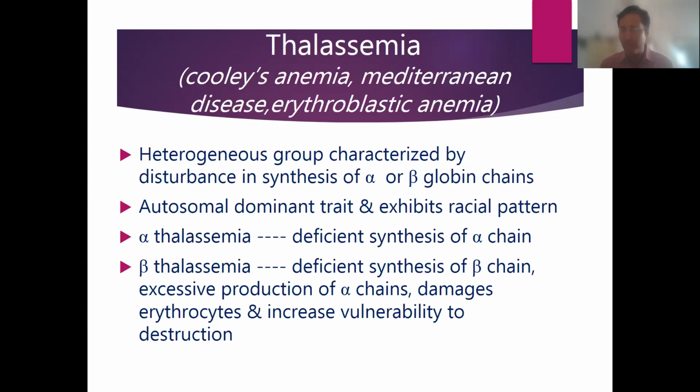Now, what is thalassemia? We can call thalassemia Cooley's anemia, Mediterranean disease, or erythroblastic anemia. Now, what is this? A heterogeneous group of disorders characterized by disturbance in the synthesis of alpha or beta globin chains. It is autosomal recessive and exhibits racial patterns. What is alpha thalassemia? It is the deficiency of alpha genes. What is beta thalassemia? Deficiency of beta genes. Excess production of alpha chains damages the erythrocyte, with increased vulnerability to destruction.